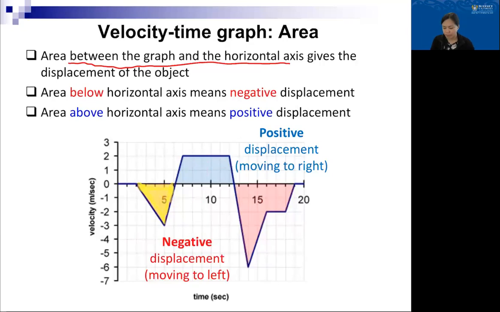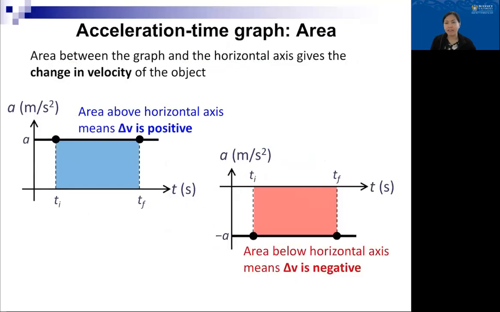All right, cool. And if you have an acceleration versus time graph, so the y-axis is acceleration, units is meter per second squared, and the x-axis is time, the unit is seconds. Then if you wanted to find the change in velocity, then you have to calculate the area under the graph, and under the graph again means that you're calculating the area between the graph and the horizontal axis.